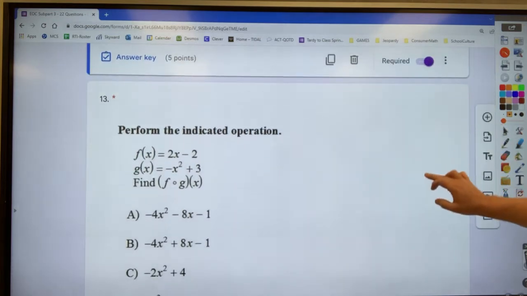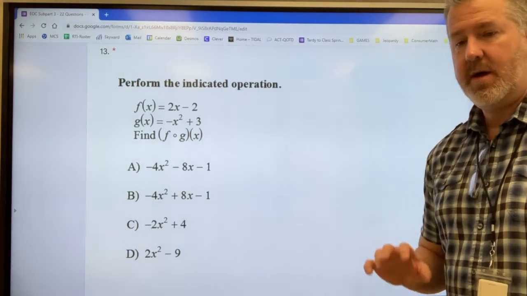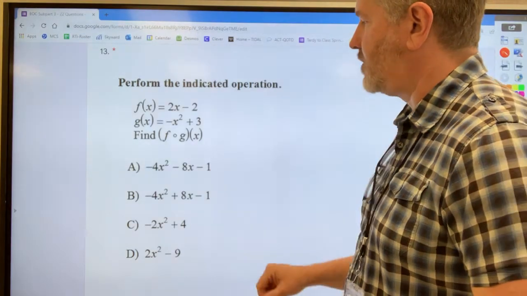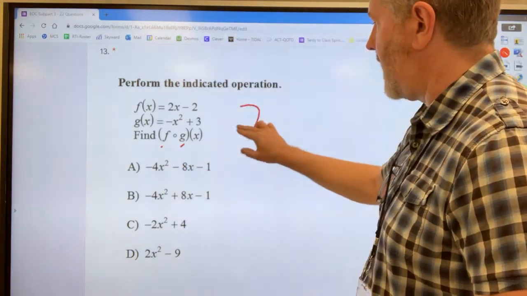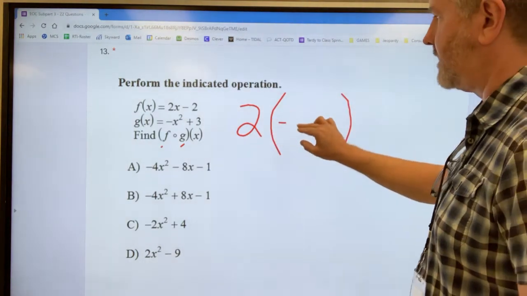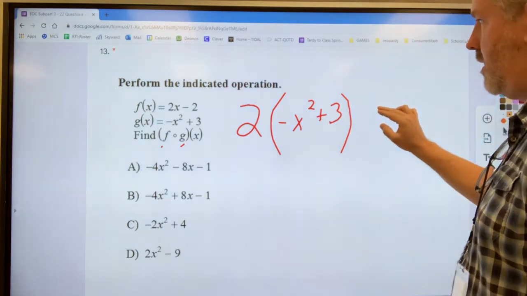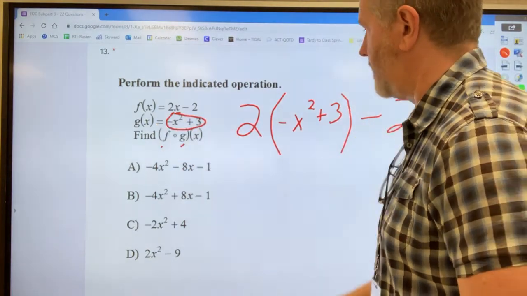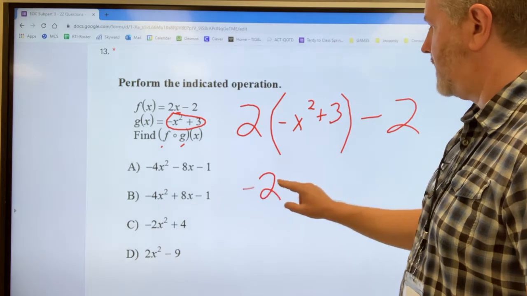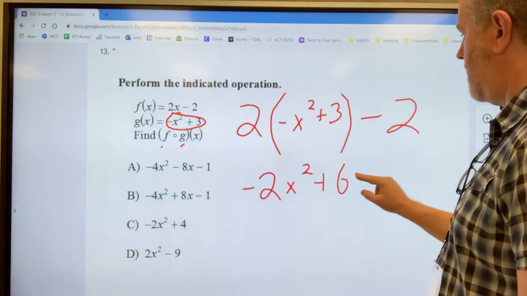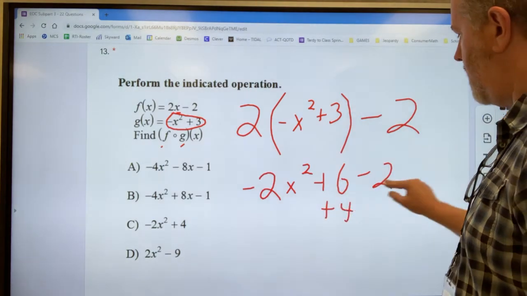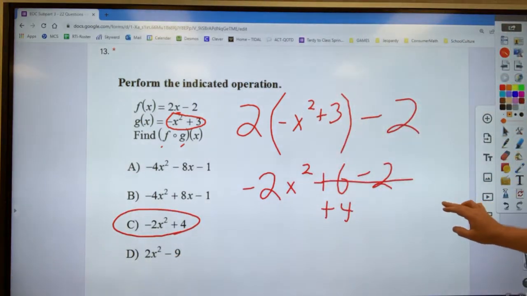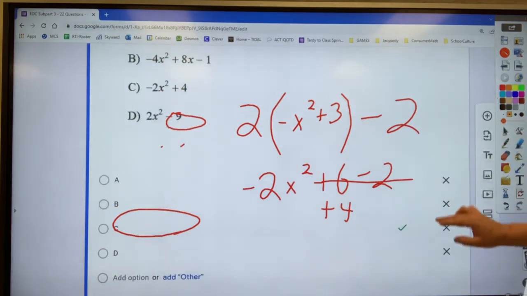All right. Number 13. Now, I don't know if you remember this when we did multiple functions together or operations with functions, we did composite. So we're going to have to plug one function into the other. We plug the second function into the first function. So I'm going to write the first function, but instead of x, I'm going to write the second function. And then that's a minus 2. So all I did was replace that x with this entire function. All right, now we're just going to simplify. Minus 2x squared plus 6 minus 2, that gives us plus 4 here. Just for the sake of speed, should be negative 2x squared plus 4. So C we're going to go with on that one. And C is the correct answer.